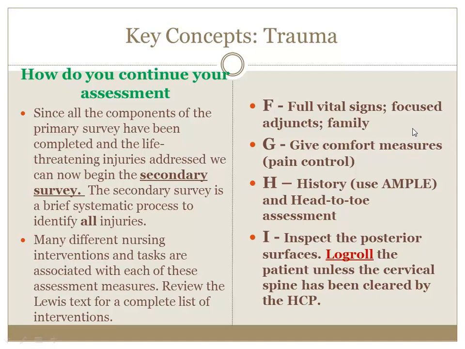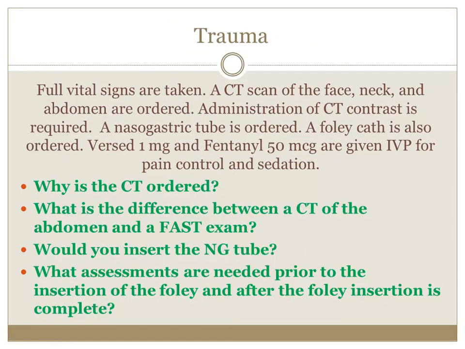G is give comfort measures, H is history, and I is inspect the posterior surfaces. In other words, log roll the patient if the C-spine has not been cleared by the healthcare provider. So here we've got full vital signs taken, a CT scan of the face, neck, and abdomen ordered, administration of CT contrast required for the abdominal CT, a nasogastric tube ordered, and a Foley cath also ordered. Versed and fentanyl are given for pain control and sedation.